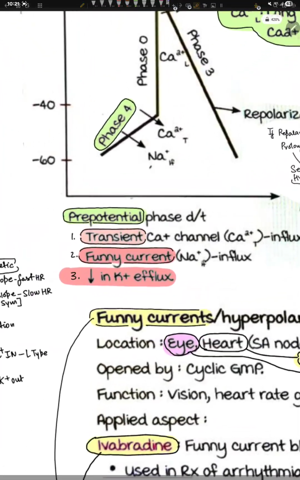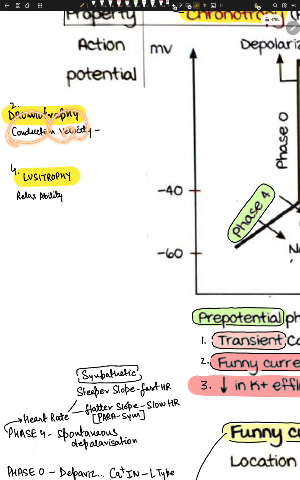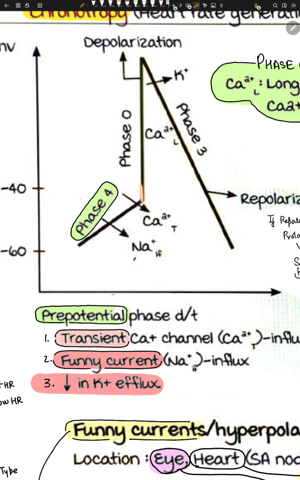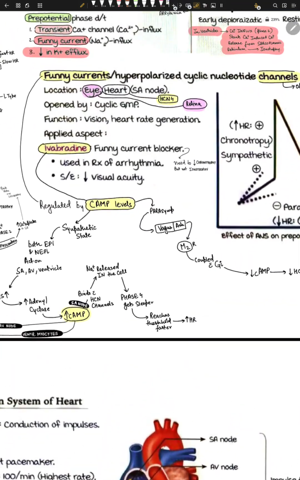So what is dromotropy? It's the conduction velocity, right? Again, if the phase 0, instead of going in a straight line, it will go around like that, because the amount of calcium is a lot now. If the amount of calcium was less, it will go like that, right? Because this is the time taken. The time is running in this way. So this is what's going to happen.